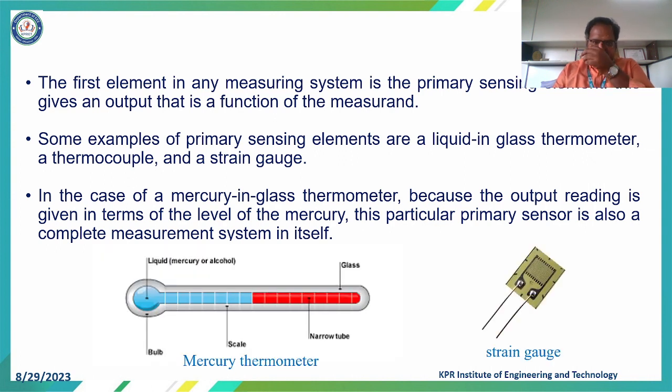Here I have shown a mercury thermometer. It has mercury present in it. If the temperature increases, the liquid medium, the mercury, will expand. You can measure it using the scale of the thermometer.